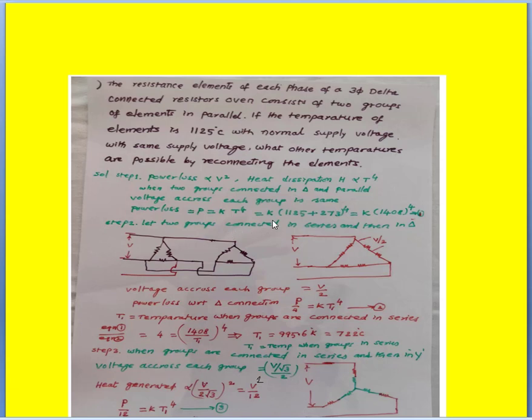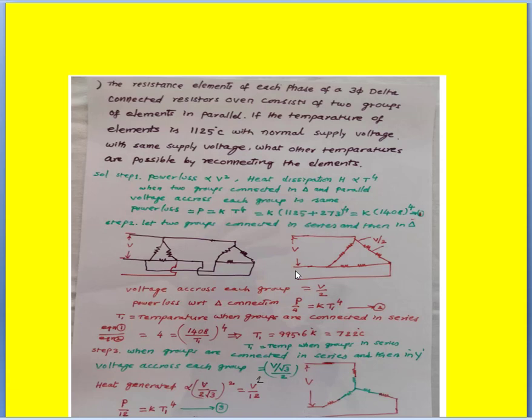So let us say the two groups are connected first in series and then connected in delta like this. This is one group resistance, this is another group resistance. Similarly here, and they are connected in series like this, here also in series, here also in series, and that whole thing is in the delta form, and that is connected to the three-phase supply like this.